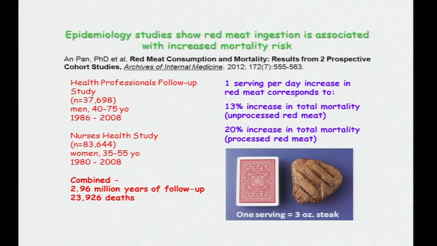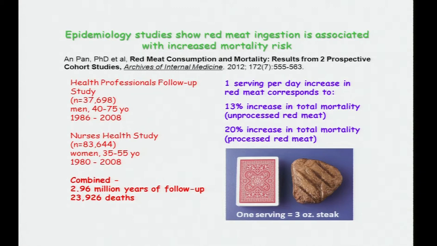And what was seen is that for each one portion increase per day in red meat amongst the individuals that were followed in these studies, it accounts for somewhere between a 13 to a 20% increase in mortality over the course of the duration of follow-up, which is, as I said, either a 20 or 28 year period, depending on the two different studies.